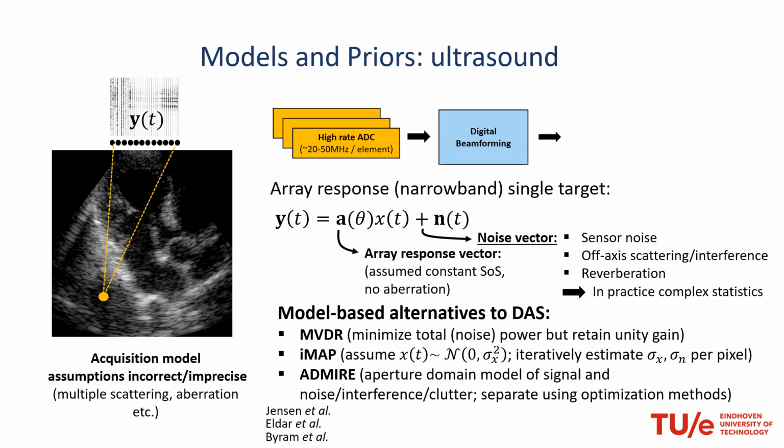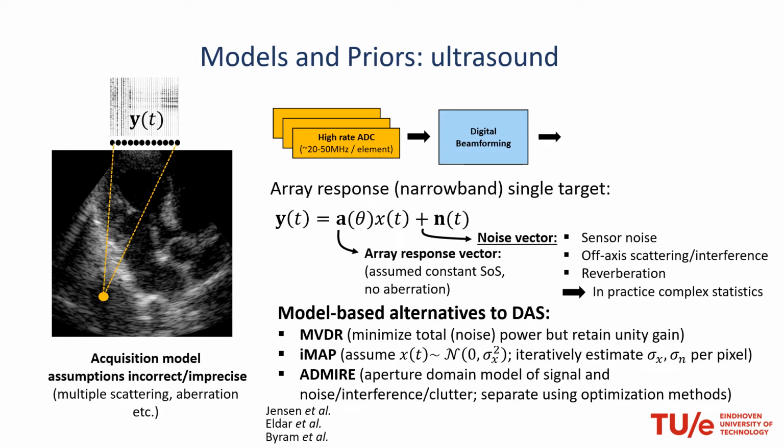Some of the model-based alternatives to delay and sum are minimum variance distortionless response, MVDR. That's one common one. MVDR tries to minimize the total power, so the total response, but retaining unity gain in the direction of interest. In this case, that would mean that you would apply a filter that has unity gain, so it is distortionless in that sense, but at the same time minimizes the total power in the output. In that sense, it tries to suppress everything as much as possible while maintaining that unity gain.